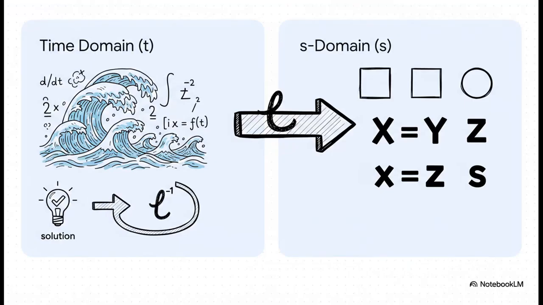The core idea here is just brilliant. We take our problem from its home in the time domain, the t domain, and we transport it into the s domain. In this new world, our messy calculus problem magically becomes a simple algebra problem. We solve it over there where it's easy, and then we just translate it back. It's like a mathematical round trip.